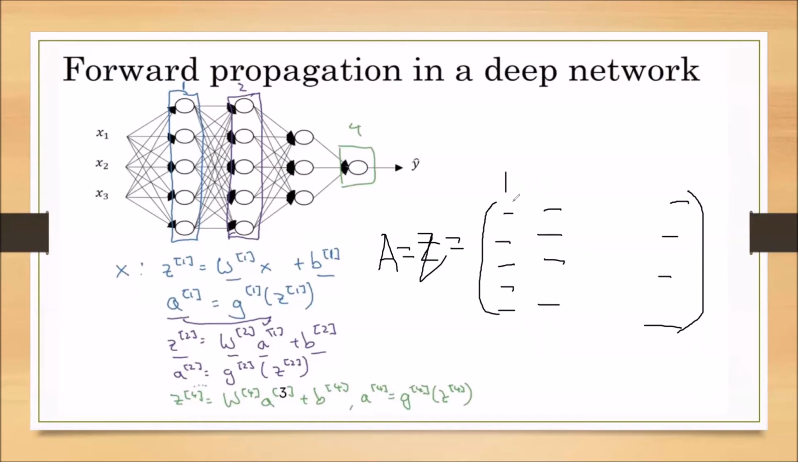Every time you have to remember this point. The columns are indicating the training sample. If I take the second column, it is giving the second training sample's activation unit output when I am dealing with capital A. When I am dealing with capital Z, it is giving the second training sample's Z values for the first activation layer.